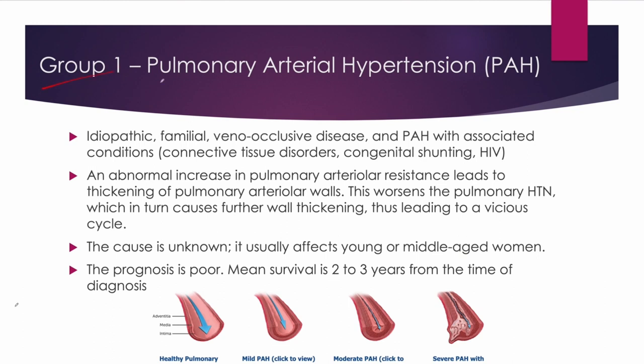So group one. Group one is primary or pulmonary arterial hypertension. And this one is idiopathic, it's familial, it's a vaso-occlusive disease, and it's its own thing. And you get an abnormal increase in pulmonary arterial resistance. Okay, so you get pulmonary hypertension, and it leads to further wall thickening. It's a mean cycle, okay? And so this is what it looks like. A nice healthy pulmonary artery, nice and clear. When you get hypertrophy or veno-occlusive disease, you start getting encroaching of the vessel walls to where it constricts down so much that you have increased pressure in that system.